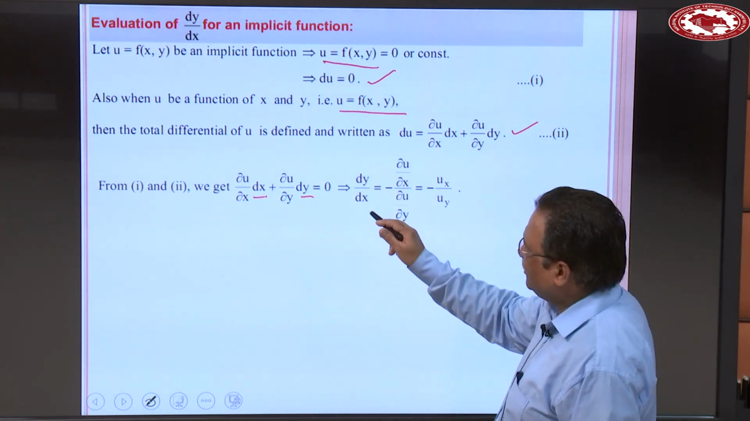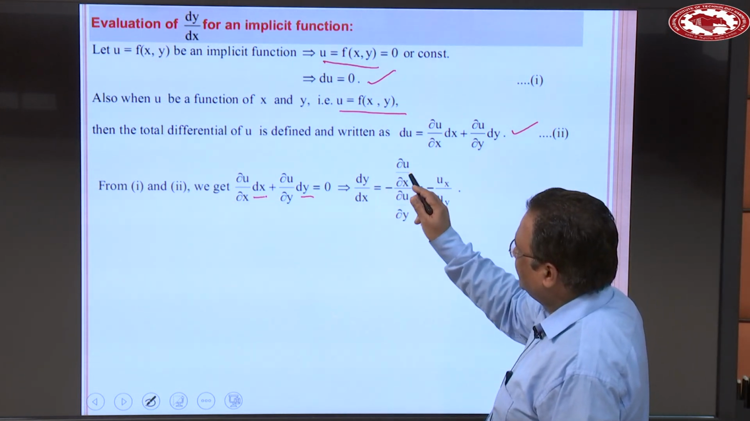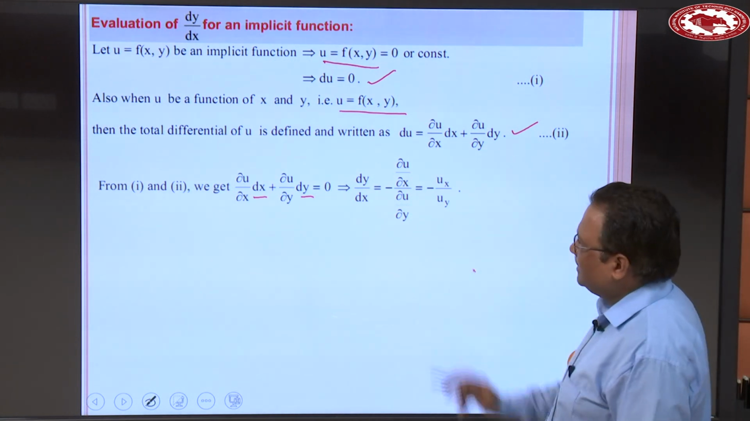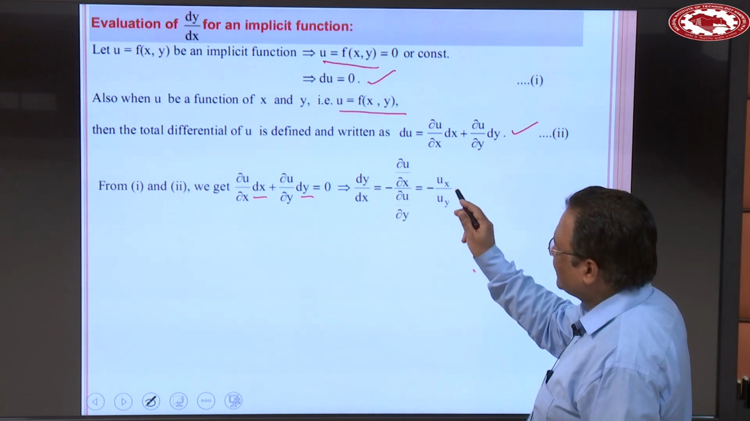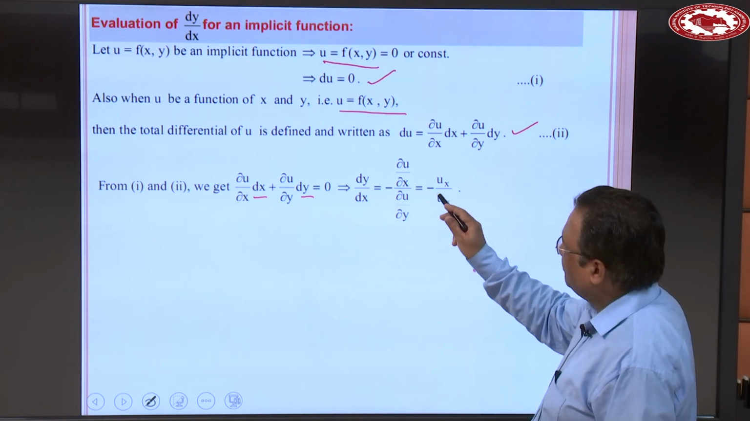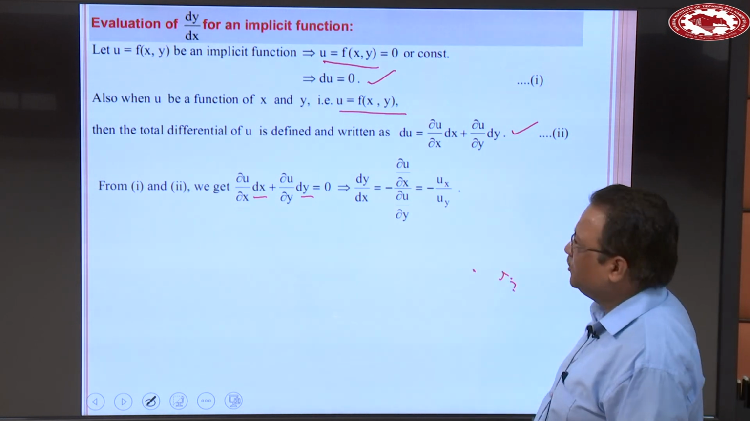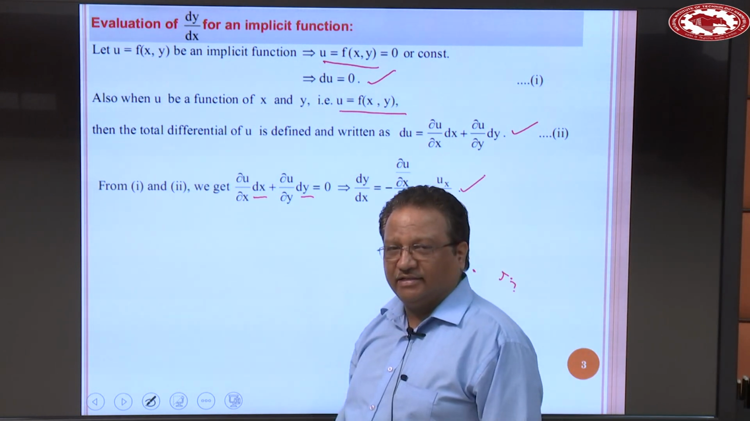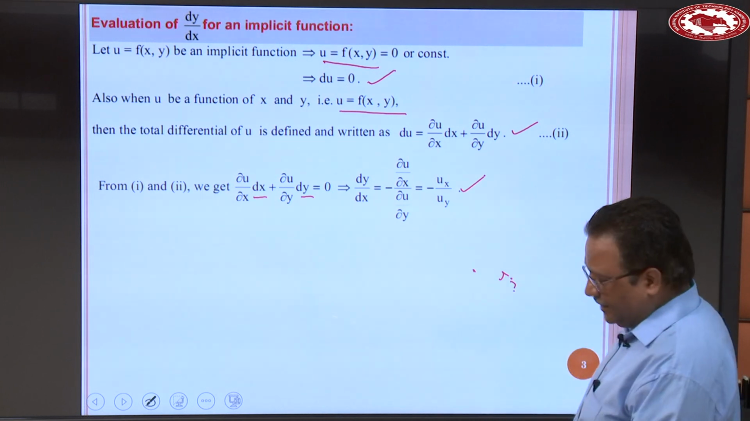Okay? Calculate dy over dx, which is equal to minus ∂u/∂x divided by ∂u/∂y, and this can be written as minus u_x, okay, minus u_x divided by u_y. So, in this way you can evaluate this dy over dx.